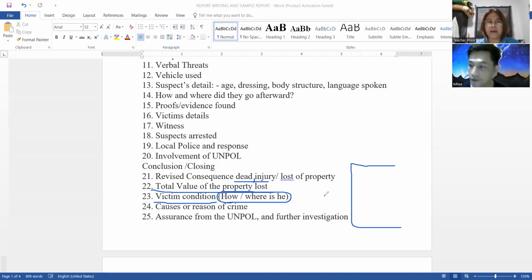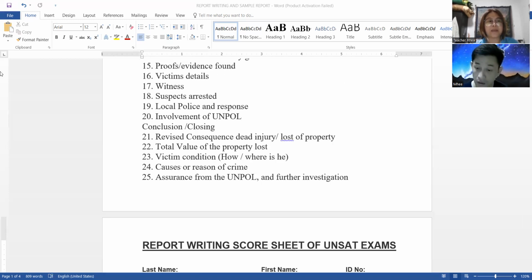in the emergency room? Then causes or reasons of crime, if there are any. Then next is the assurance from the UNPOL and any further investigation from the UNPOL. So this is your conclusion.